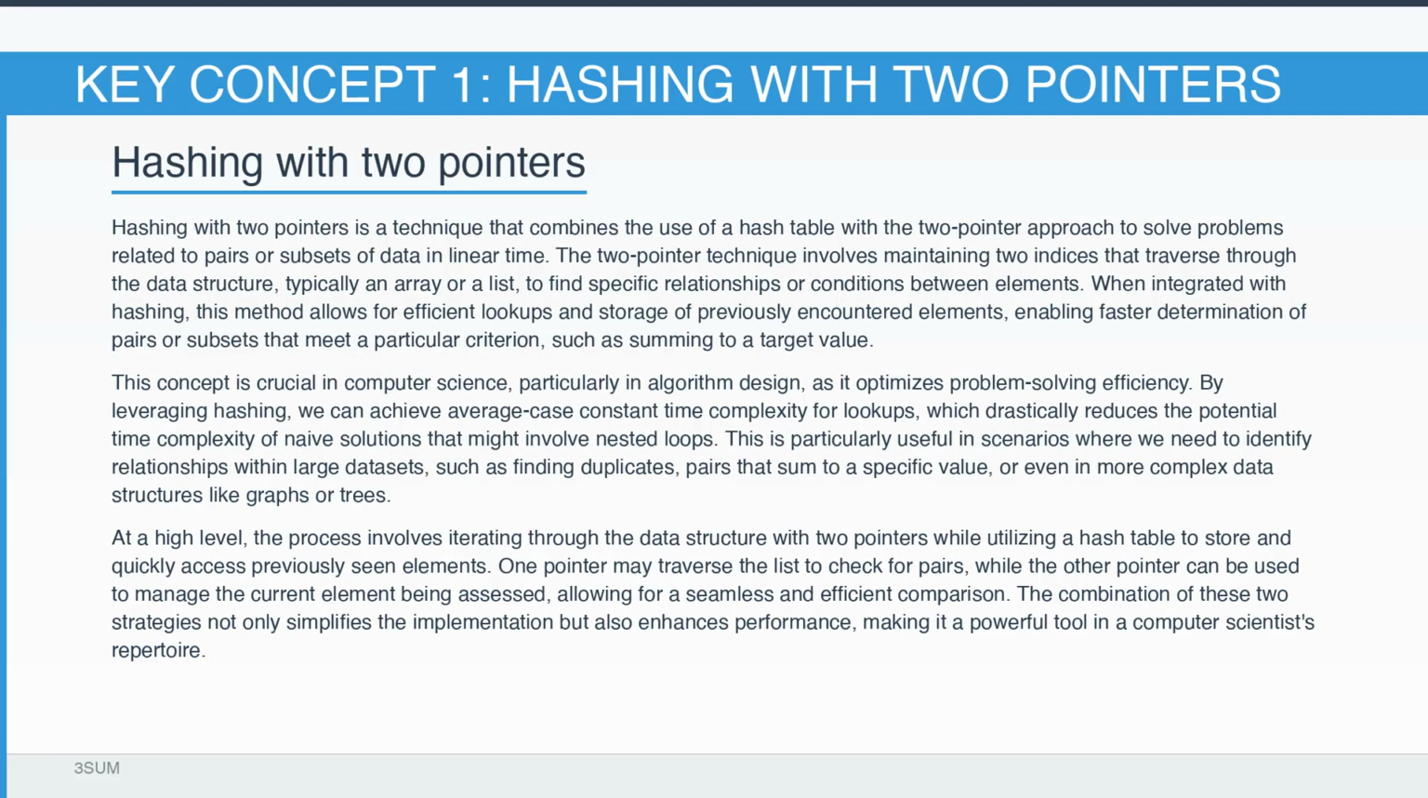Hashing with two pointers is a powerful technique that merges the efficiency of a hash table with the simplicity of the two-pointer approach. Imagine you have a list of numbers, and you want to find pairs that add up to a specific value. Instead of checking every possible pair, which can be slow, we can use two pointers to make this process faster. As we traverse the list with one pointer, we can use a hash table to store the numbers we've already seen. This allows us to quickly check if the complement of the current number, meaning the number needed to reach our target sum, exists in our hash table. If it does, we've found our pair.